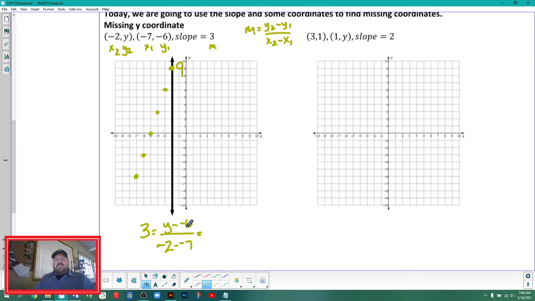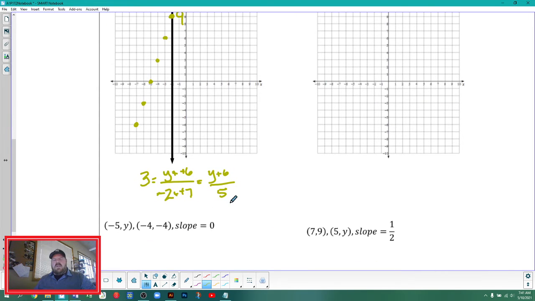I'm going to go ahead and simplify this right side just really quick. This turns into add a positive, so I'm going to have y plus 6. And over here is also add a positive, and that's going to turn into 5, -2 plus 7. So I have y plus 6 over 5 is equal to 3. And maybe I want to put that 3 over here so I can actually work with it. Now I'm just solving an equation.